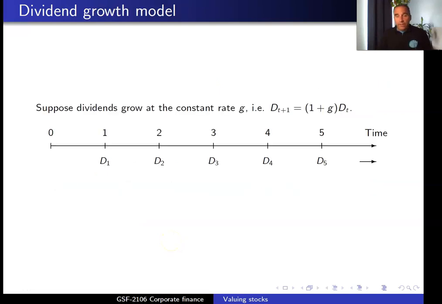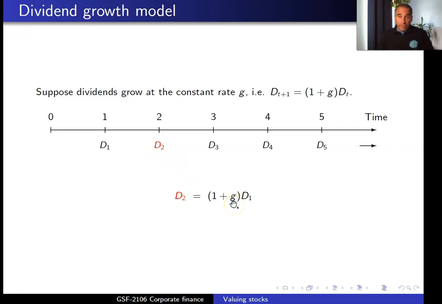So, the dividend discount model when dividends grow at a constant rate. Suppose the dividends of a company grow at a constant rate represented by the letter small g here. So we have D1, D2, D3, D4, D5 into perpetuity.